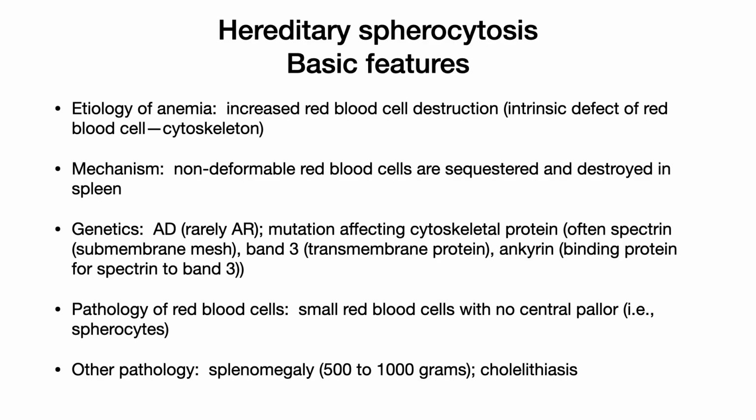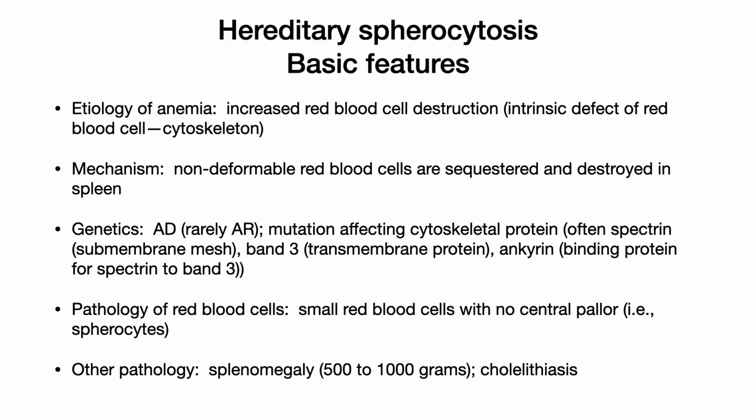Genetically, it's usually autosomal dominant, but it says there are some recessive ones. It's some defect in the cytoskeletal protein or something that the protein anchors to. It says the common ones you see are spectrin, which is kind of like in the picture, a submembrane mesh that forms; band 3, which is a transmembrane protein; and ankyrin, which binds spectrin to band 3. Those are the 3 main ones. There are other mutations that are possible.